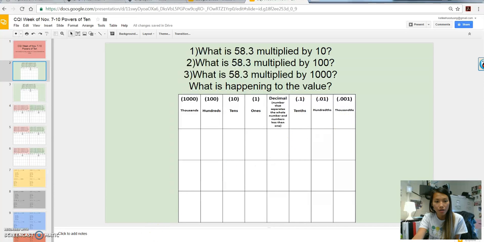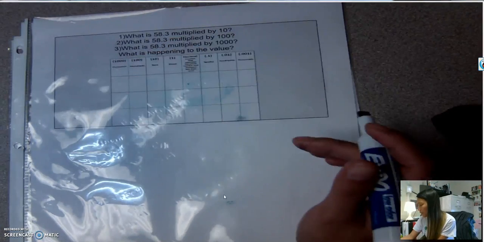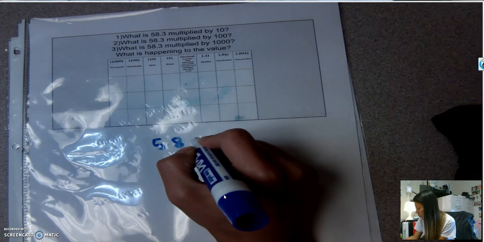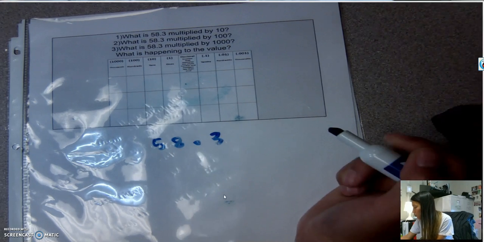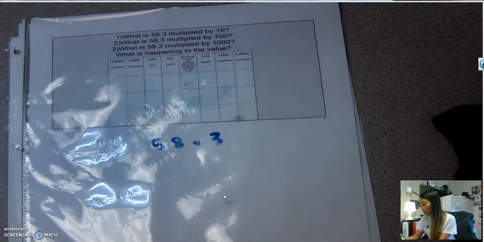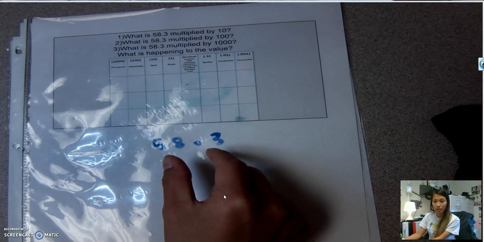We know we need to first start with writing down where 58 and 3/10 is. Okay? So I have my place value chart here to help me. I will now put it as 58 and 3/10. Now, I want to multiply it by 10. That means I want to make it 10 times larger. And when I do that, I need to shift all of my numbers that represent each place value once to the left. Because every time I shift each number to the left, it gets 10 times larger.